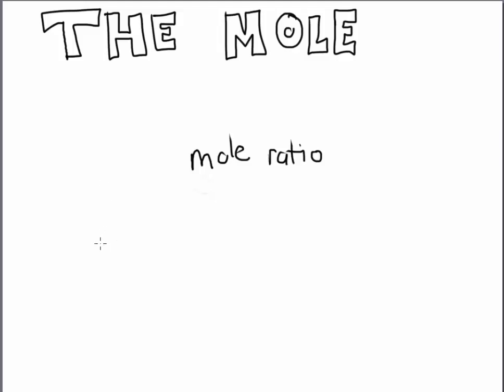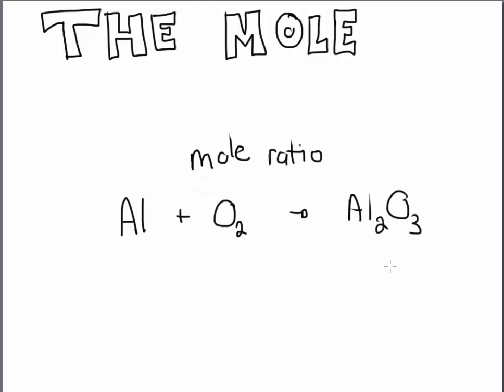If we use a simple chemical equation like this, aluminium plus oxygen forms aluminium oxide, I need to make sure that this chemical reaction is balanced before I can continue. At the moment, I have 2 oxygens on the left-hand side, as well as 1 aluminium, while on the right-hand side, 2 aluminiums and 3 oxygens.